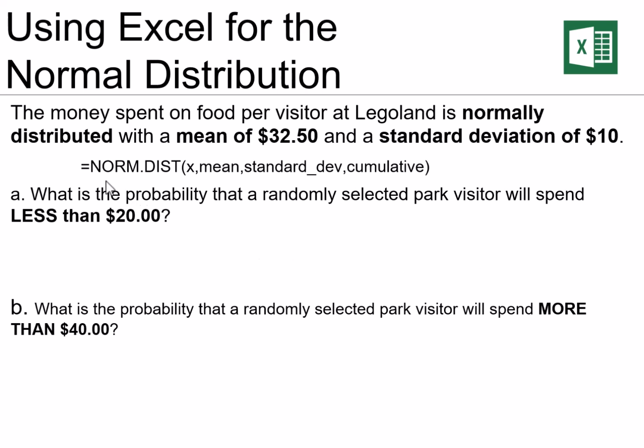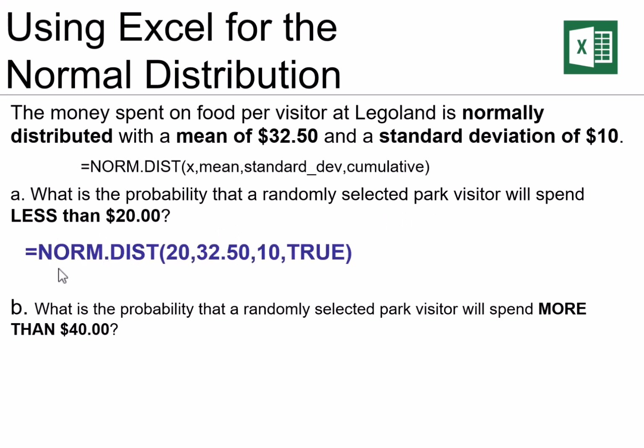So here's our function norm.dist, and the inputs are going to be our x, the mean, the standard deviation, and cumulative. What's nice about the continuous probability distributions is you really don't need to worry too much about what x to use. So let's work through the first problem. What is the probability that a randomly selected park visitor will spend less than $20?